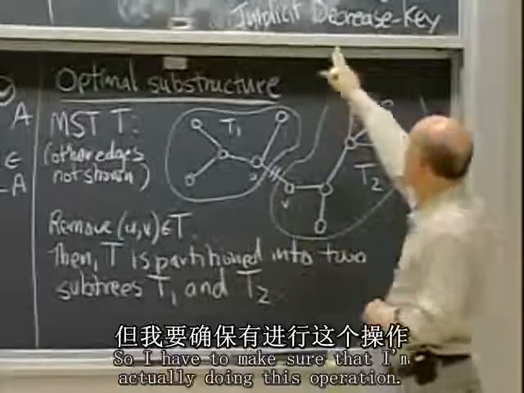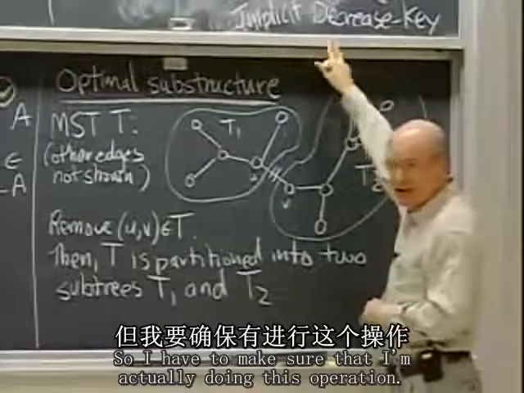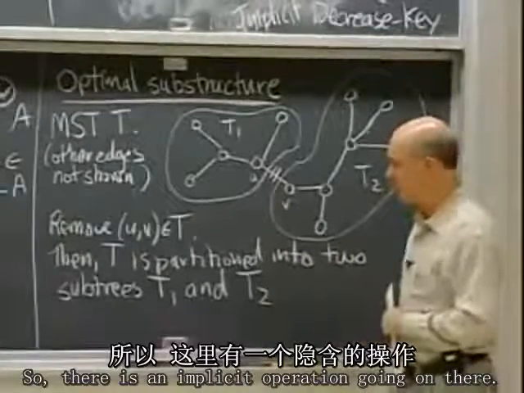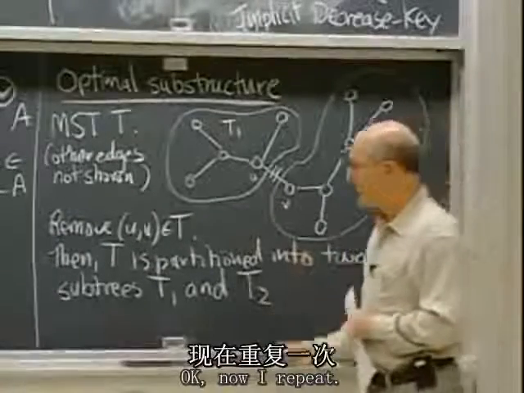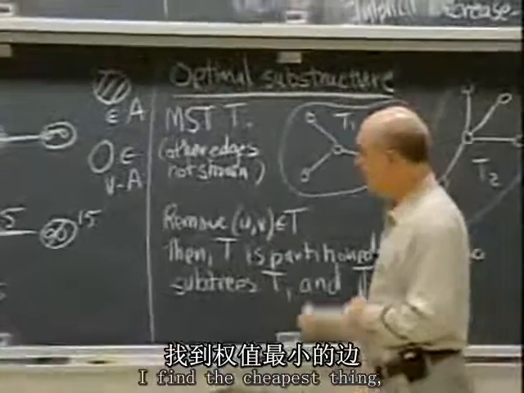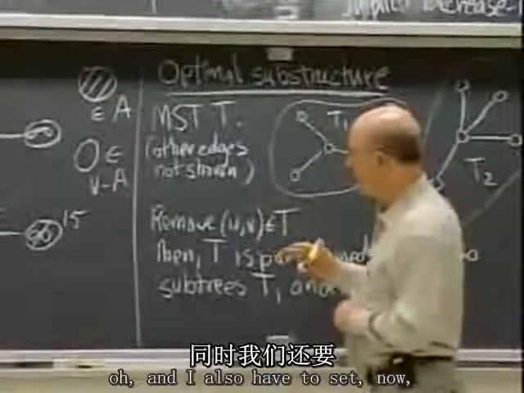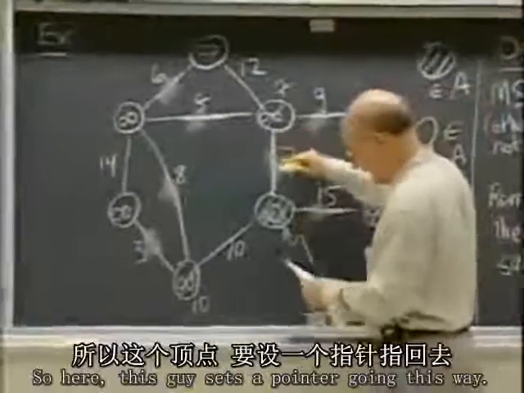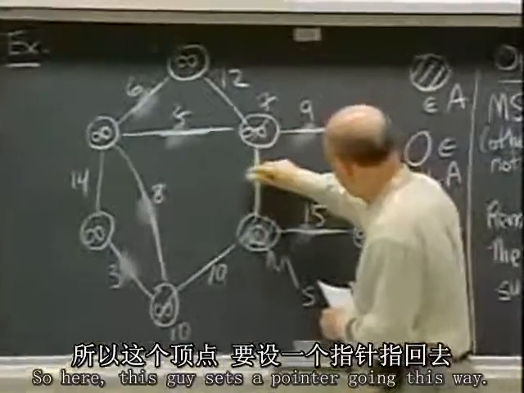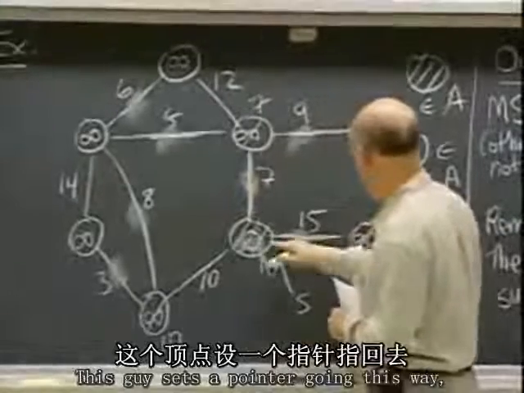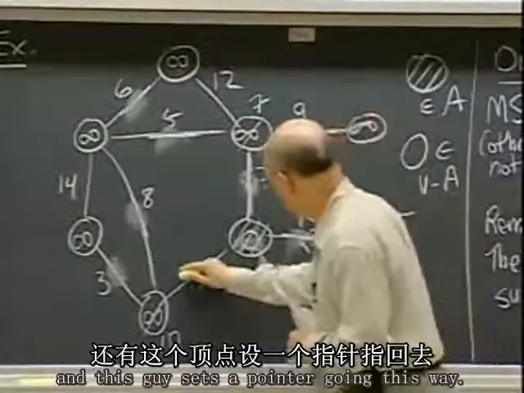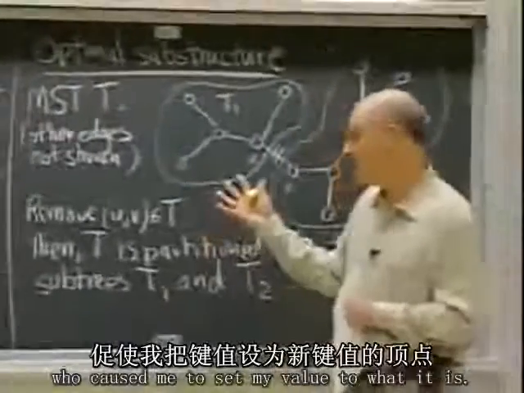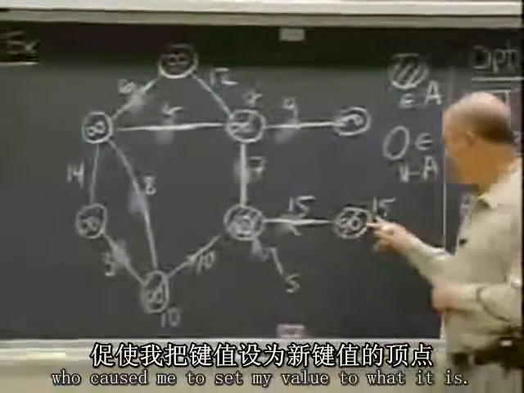Okay, so I have to make sure that I'm actually doing this operation. I can't just change it and not affect my heap. So there's an implicit operation going on there. Okay, now I repeat. I find the cheapest thing. Oh, and I also have to set now a pointer from each of these guys back to u. So this guy sets a pointer going this way. This guy sets a pointer going this way. And this guy sets a pointer going this way. That's my pi thing that's going to keep track of who caused me to set my value to what it is.